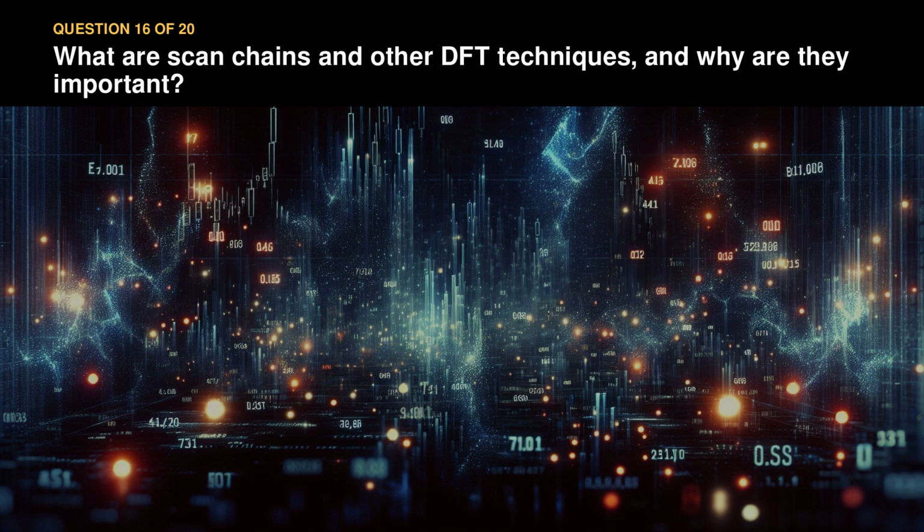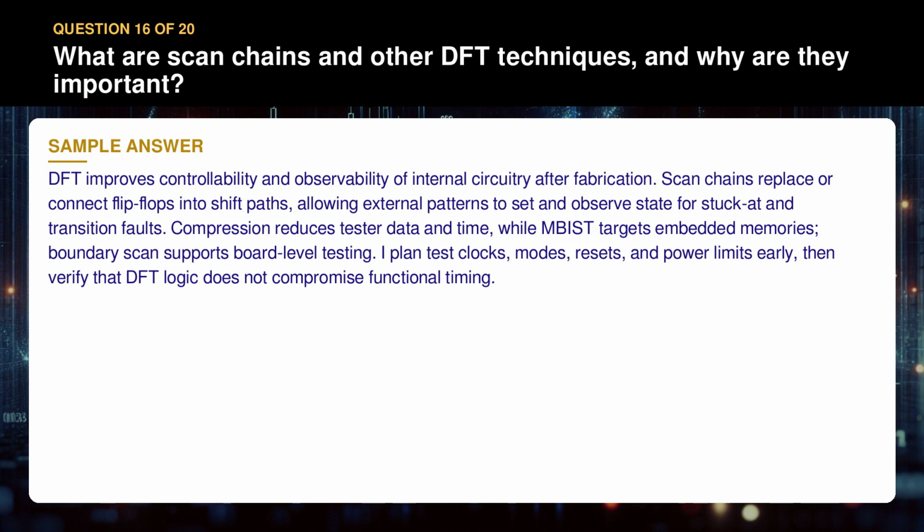Question 16. What are scan chains and other DFT techniques, and why are they important? DFT improves controllability and observability of internal circuitry after fabrication. Scan chains replace or connect flip-flops into shift paths, allowing external patterns to set and observe state for stuck-at and transition faults. Compression reduces tester data and time, while MBIST targets embedded memories. Boundary scan supports board-level testing. I plan test clocks, modes, resets, and power limits early, then verify that DFT logic does not compromise functional timing.